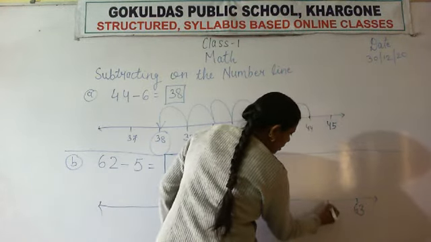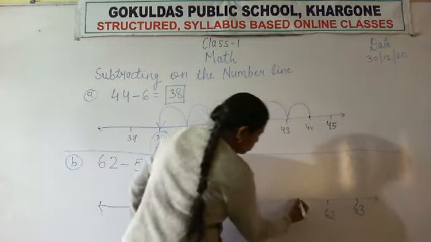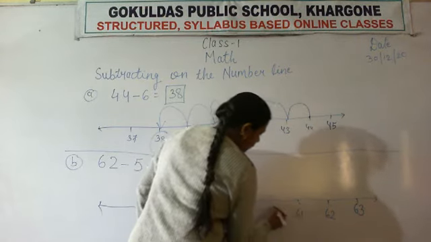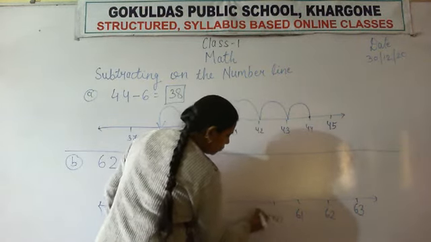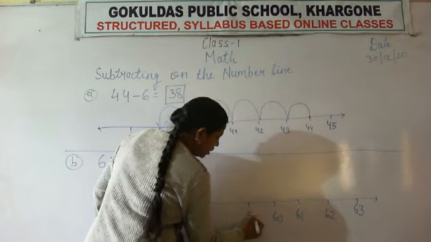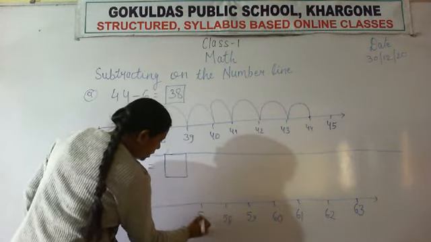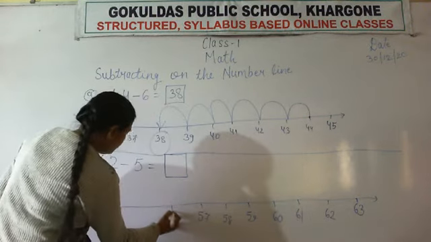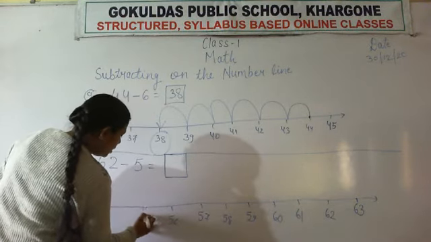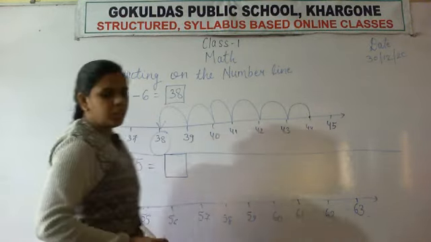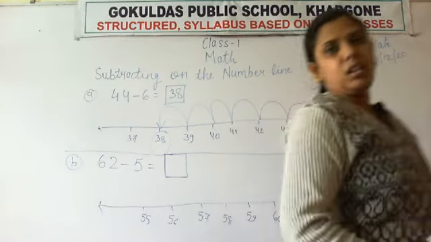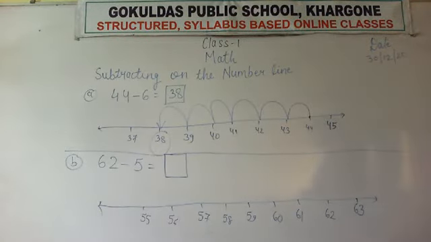63, 62, 61, 60, 59, 58, 57, 56 and 55. Okay. First you draw the number line, then we will solve it.